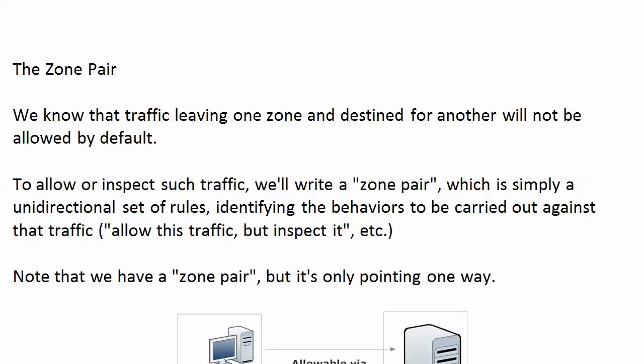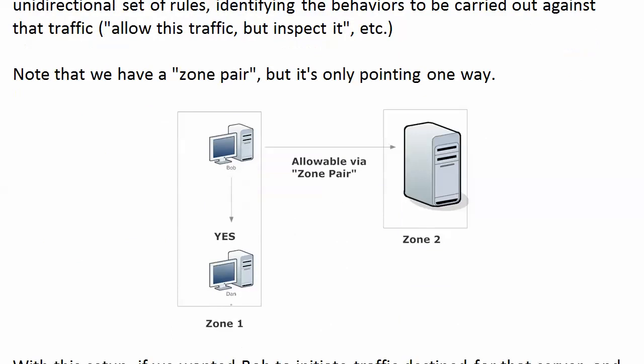We know now that traffic leaving one zone and destined for another is not going to be allowed by default. To allow or inspect that kind of traffic, and allowing and inspecting are two different things, we're going to write a zone pair. All a zone pair is is a unidirectional set of rules. And it identifies the behaviors to be carried out against that traffic. You know, do we want to allow it? Do we want to inspect it? Do we want to deny this particular kind of traffic? That kind of thing.